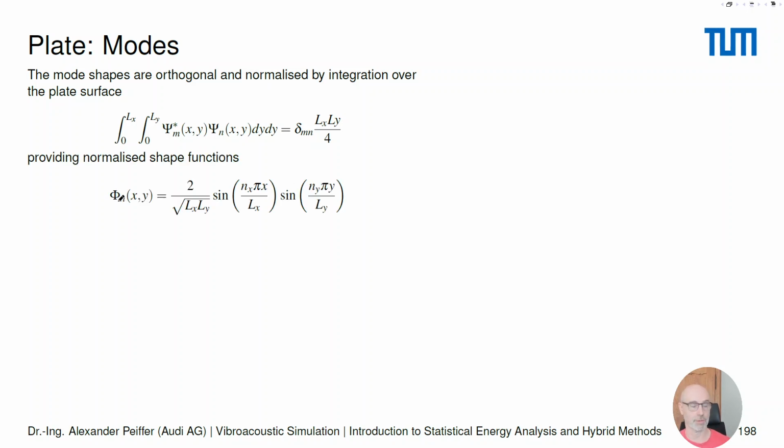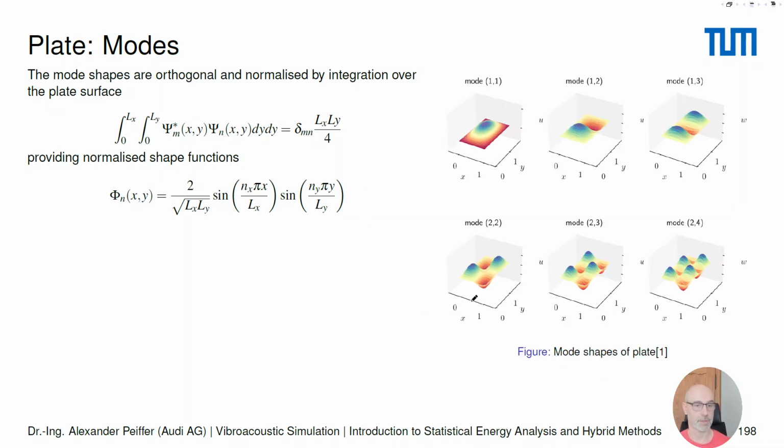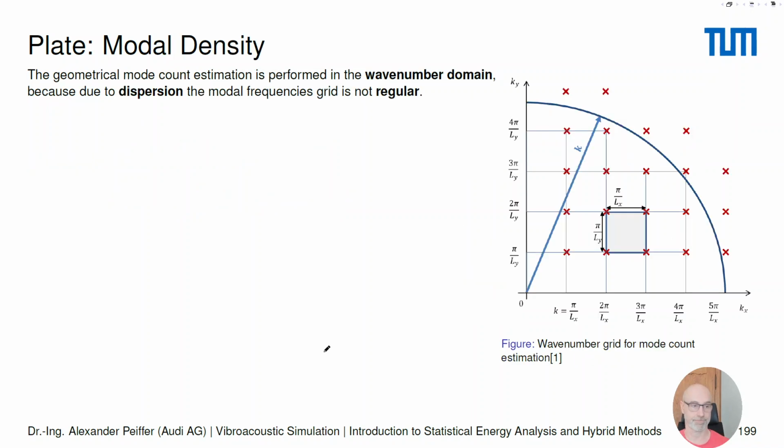However, using the result of this integration, we can create normalized shape functions so that we just have a remaining Kronecker symbol, and we take the square root as normalization for every mode. The normalized modes are denoted by the phi symbol and not the psi symbol anymore. Okay, so how would such mode shapes look like? Here's just an example of some modes. This is something that you very often see in plate theory, typical vibrating shapes of a plate.